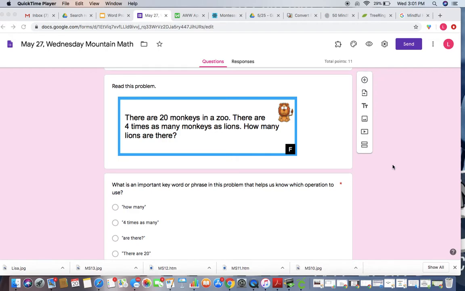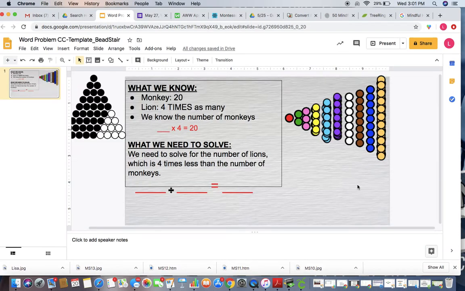All right, in our first word problem for today, we have: there are 20 monkeys in a zoo. There are 4 times as many monkeys as lions. How many lions are there? So let's go in and take a deeper look at this word problem and how we can solve it.